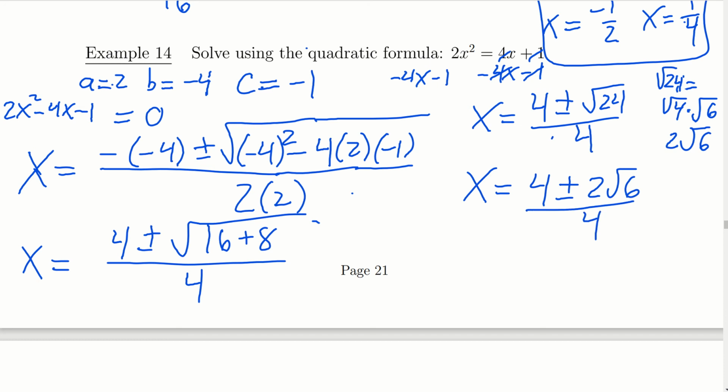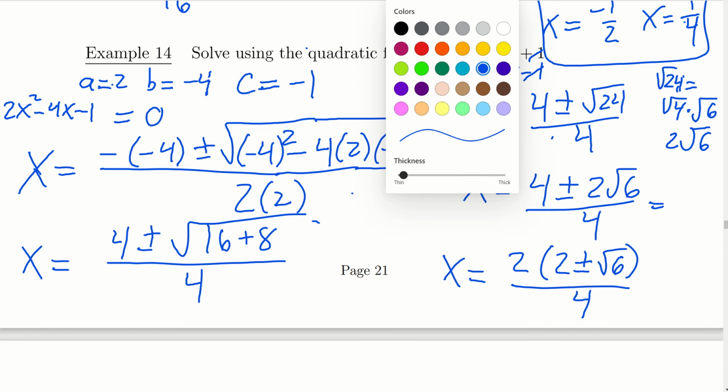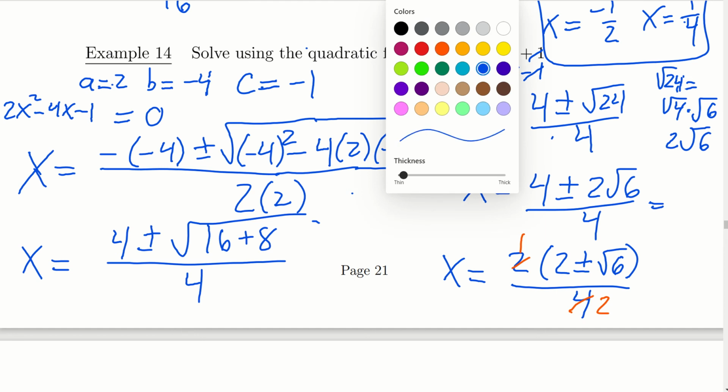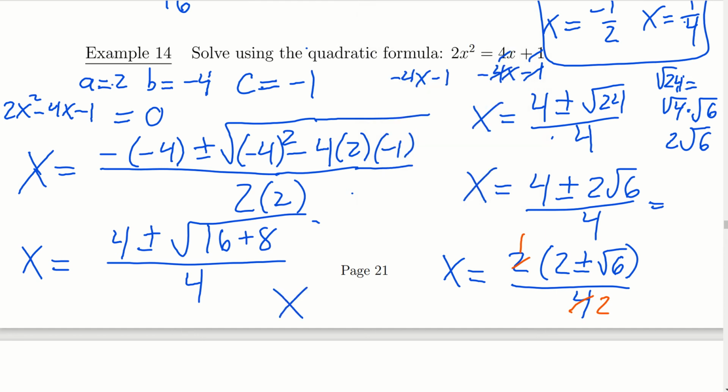And now that numerator will simplify because we have a common factor in the numerator of 2. We can factor the 2 out of the numerator and use it to cancel a factor of 2 with the denominator. So 2 goes into itself once, 2 goes into 4 twice, and so what we're left with is our final answer. We have x equals 2 plus or minus the square root of 6, all divided by 2.